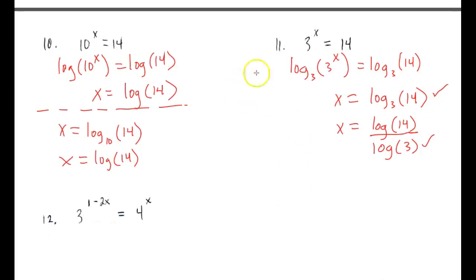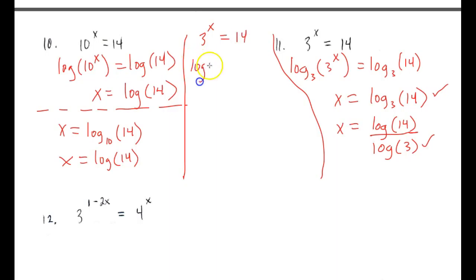Now, if I wanted to do this strictly by taking the log base 10 of both sides, this is how it would look. And I'm going to kind of section off some room here. So this would be 3 raised to the x equals 14. And then we would say log of 3 raised to the x. That didn't come out too pretty. Let's try one more time here.